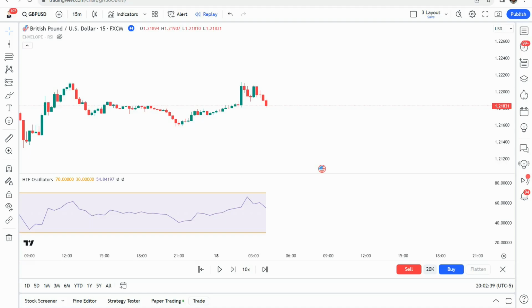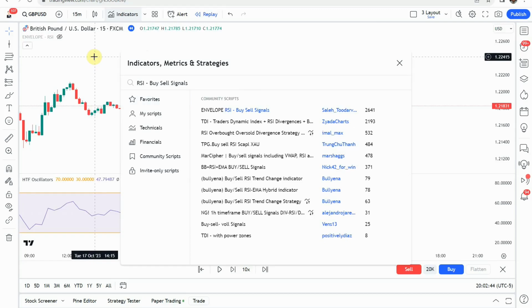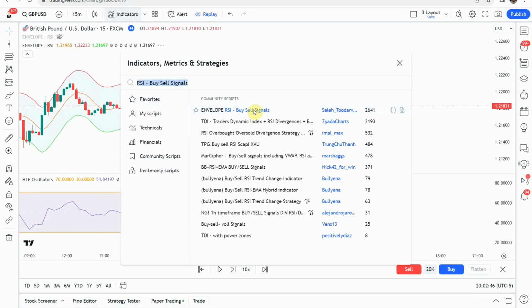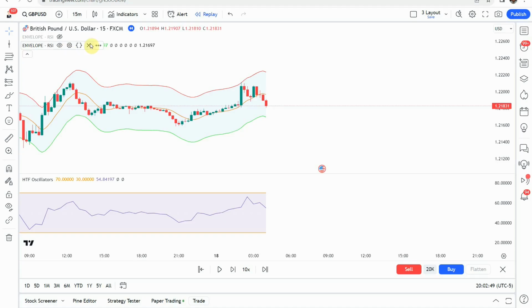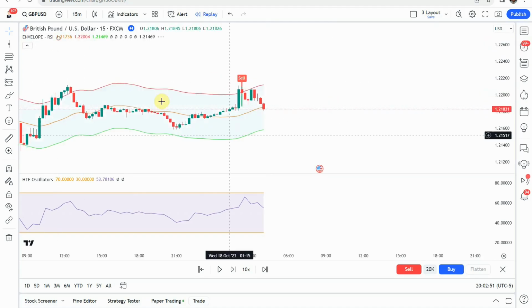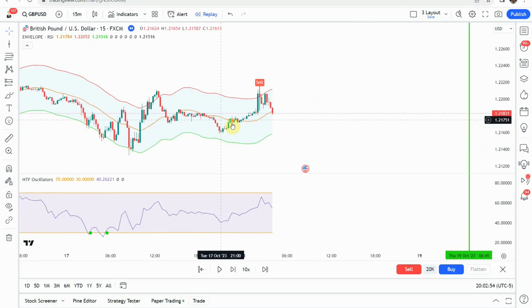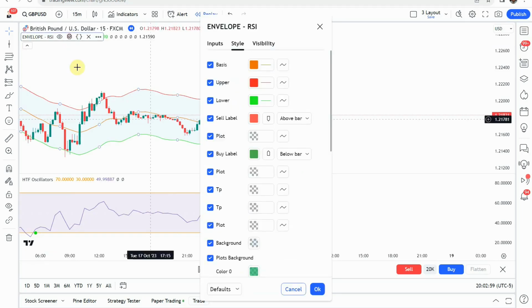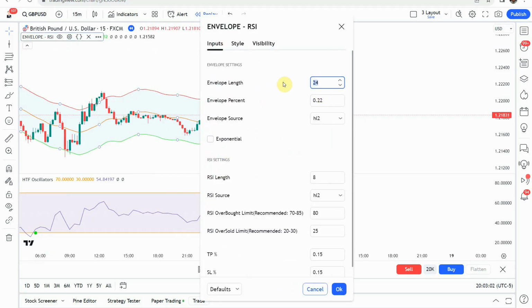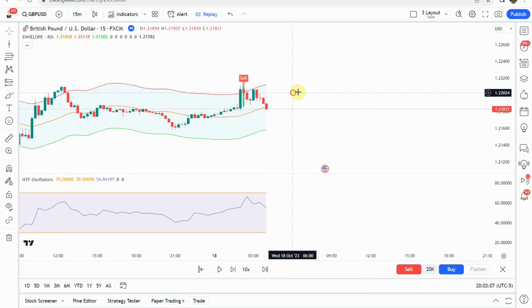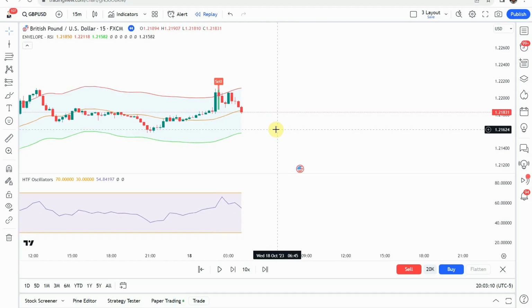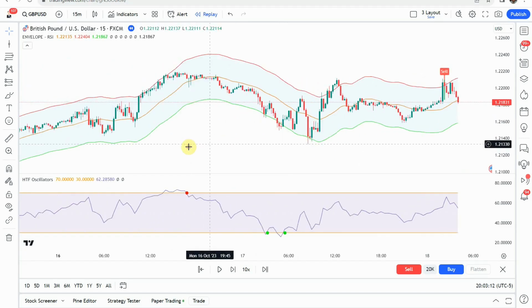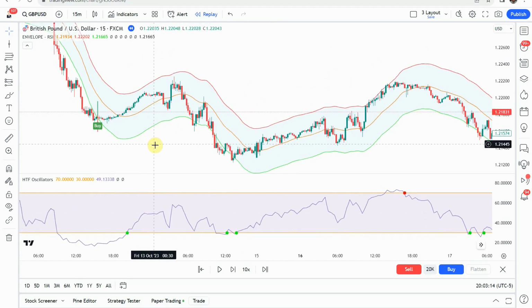And then the next indicator you are going to put on screen is going to be the envelope RSI buy sell signals right there. Go ahead and click that one out, and it will look similar to this right here. You'll then go into the settings and you will change the input, the envelope length, to 24 from, I think, the default of 8. And so, like I said, then you will have a setup that looks just like this right here.